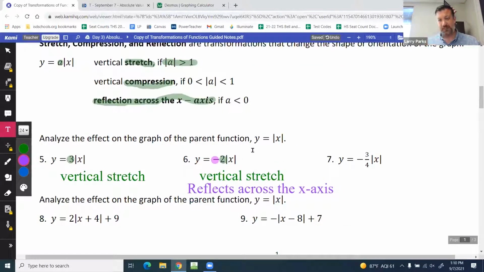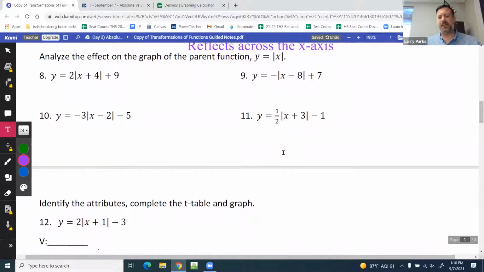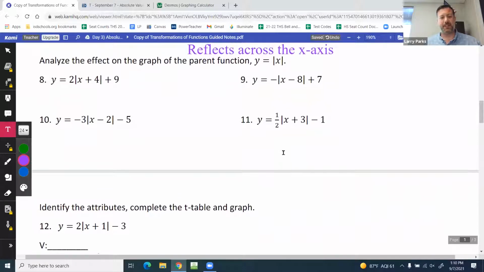So this had two things going on. The negative reflected, and then the 2 stretched it. I'll let you do number 7 yourself. Notice 3/4 is a number between 0 and 1, and you have a negative sign. All right, now they're going to piece a few of these together. So analyze the effect of the graph. So I'll pick number 11.